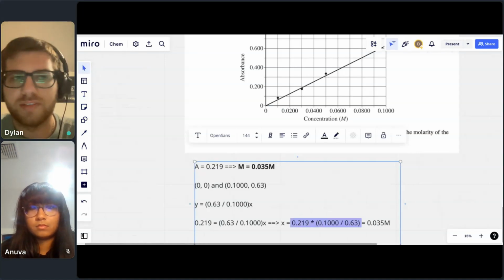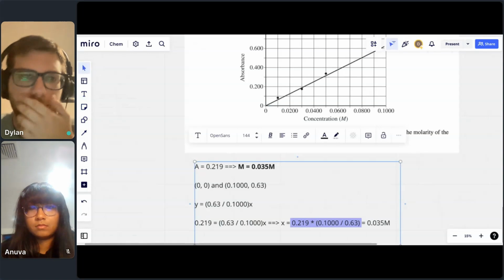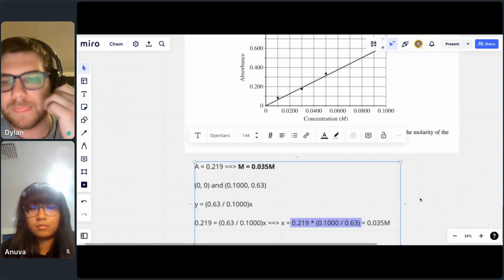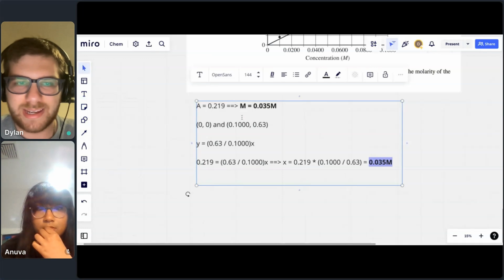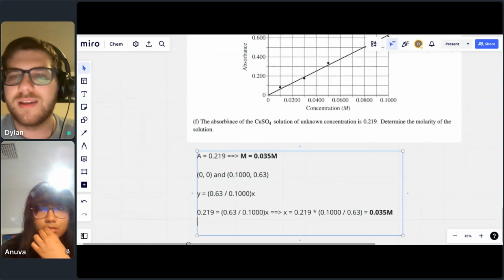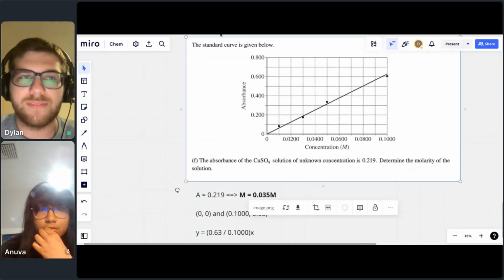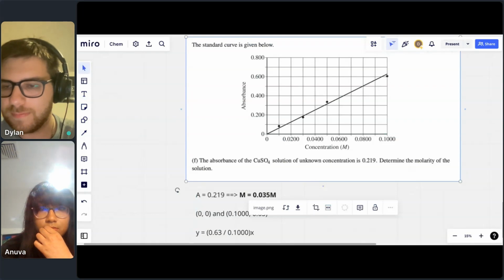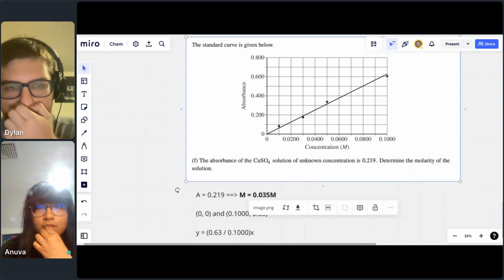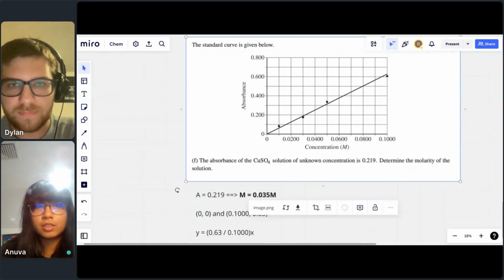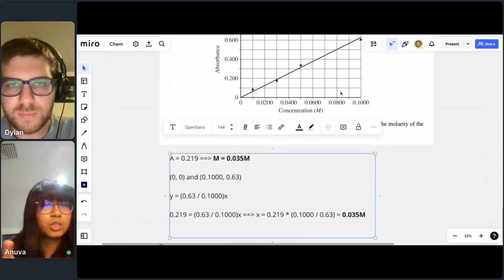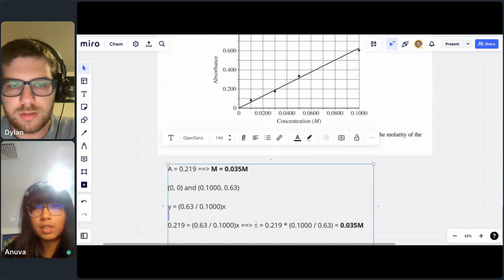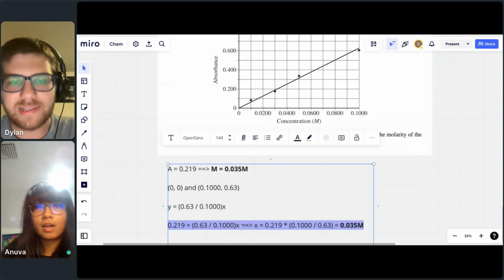It's actually 0.0347, but same process. Honestly, this is overkill. This second part is if you really wanted to be sure. They just want you to look at this graph. That's all they want from you. You can either use this equation, y equals mx plus b, or estimate through the graph. But that's exactly what we did here.